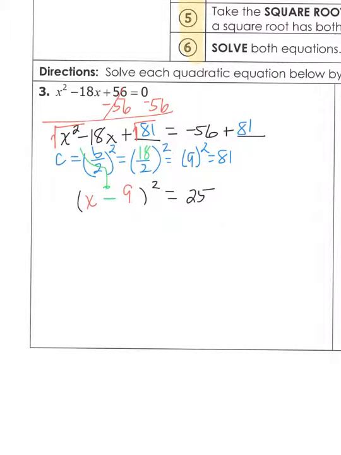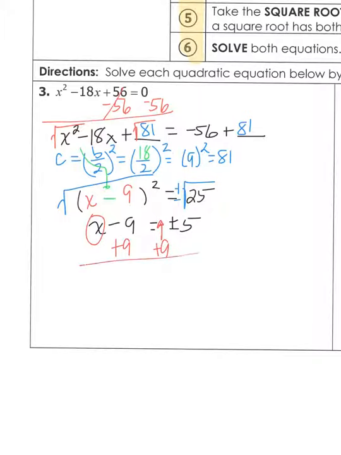Then I want to solve for x. So from here on out, it's what we've been doing. To solve for x, I'm going to take the square root of both sides, plus and minus the square root of 25. I get x minus 9 on the left, and positive or negative 5 on the right. To solve for x, I want to add 9, but remember that 9 gets added in front of the plus or minus, and you get x is equal to 9 plus or minus 5.